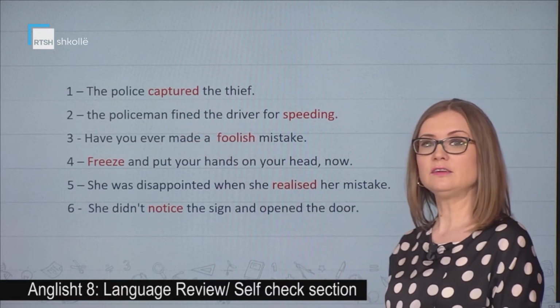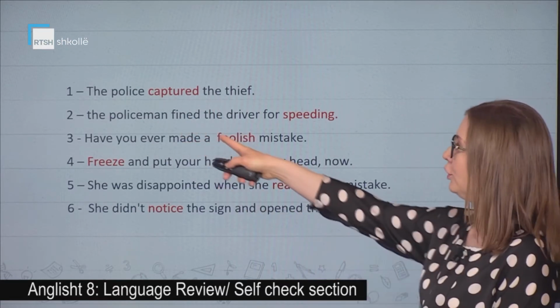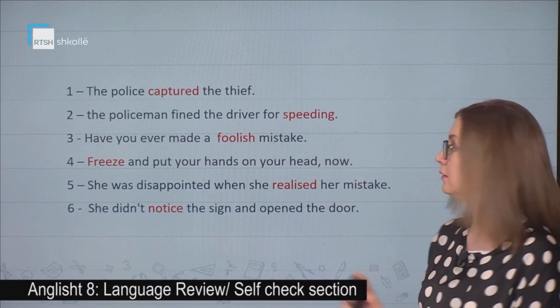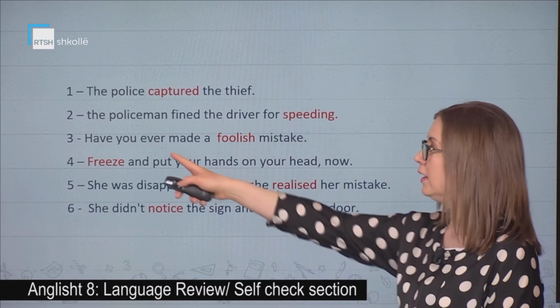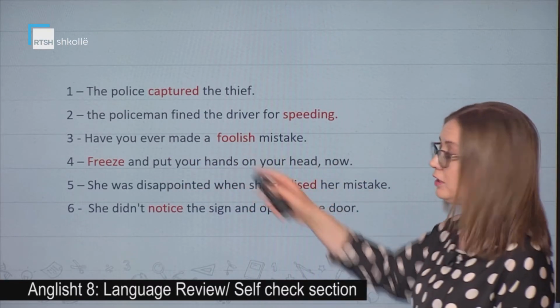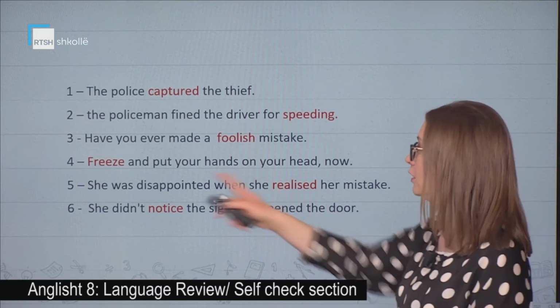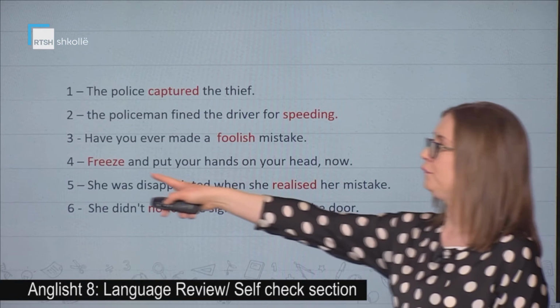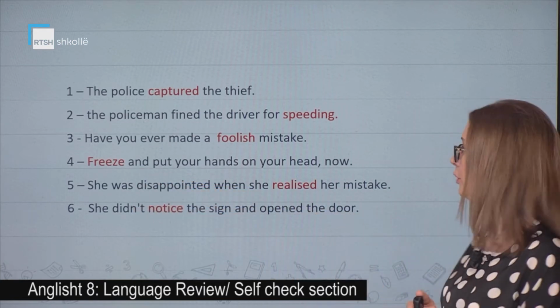Capture is the right verb. The policeman fined the driver for speeding. Speeding is the right word. Have you ever made a foolish mistake? Foolish is the right word. Freeze and put your hands on your head now. Freeze is the right verb.